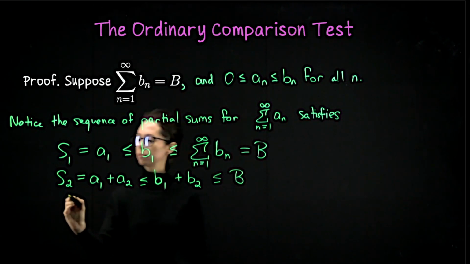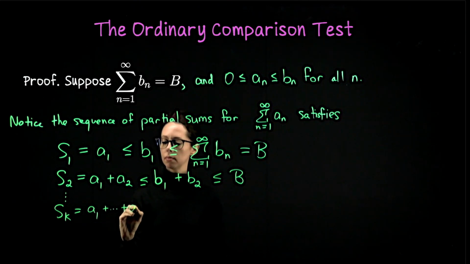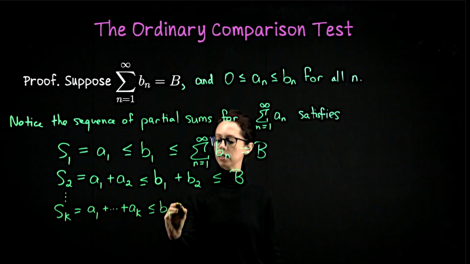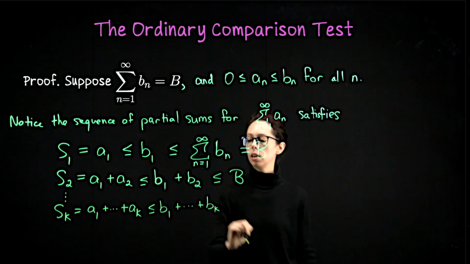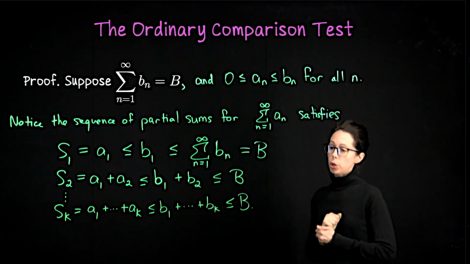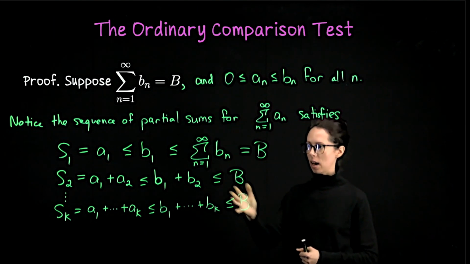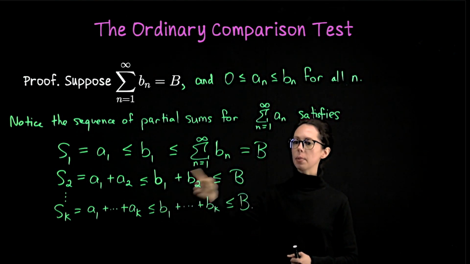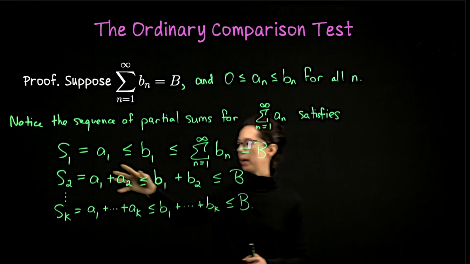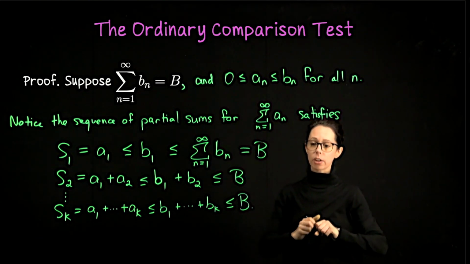And in general, the kth partial sum, made up of adding the first k terms from the a sub n series, is less than or equal to the first k terms from the b sub n series, which again is less than or equal to B. There are two properties of the sequence of partial sums that I would like to make right now. One is the observation I'm really going for here, which is that each partial sum is bounded above by the same number B. The second observation to make, it's a little bit subtle, but if you keep in mind that all of the terms are non-negative, the sequence of partial sums is monotone increasing.